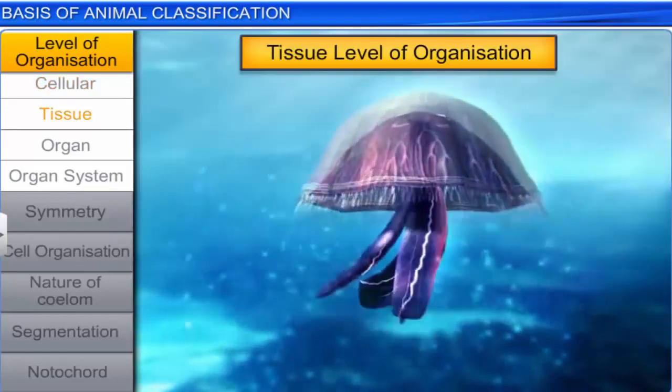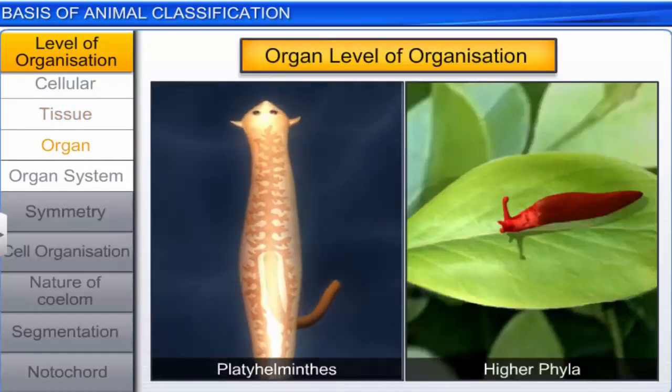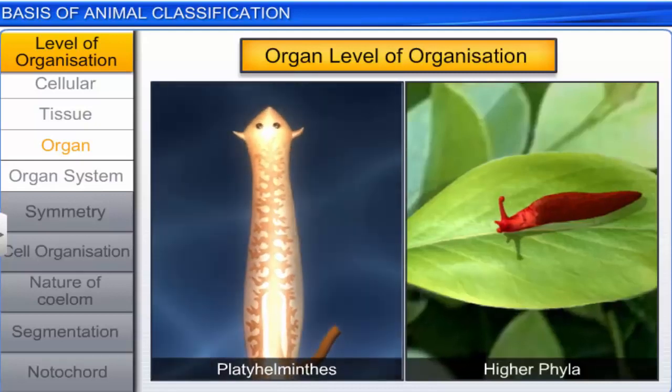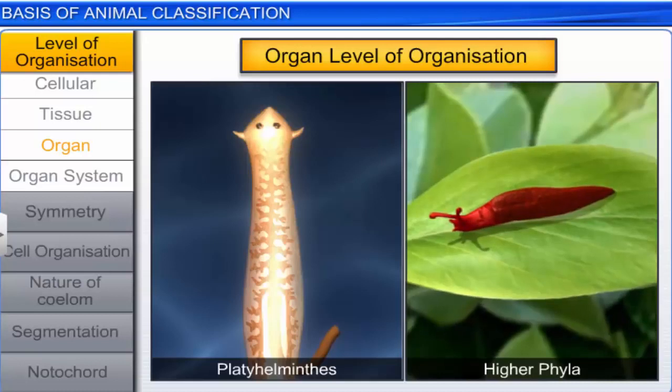Tissue level of organization is more complex and is displayed in coelenterates. Here, the cells that perform the same function are arranged into tissues. Organ level of organization is exhibited in members of platyhelminthes and other higher phyla. Here, the tissues are grouped to form organs, and each organ performs a particular function.